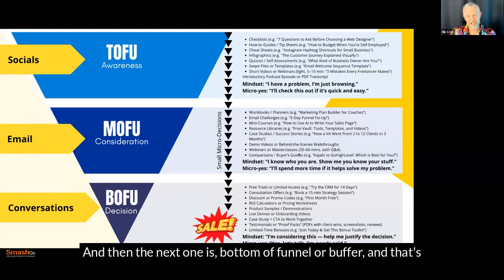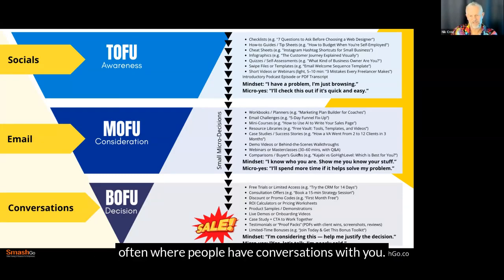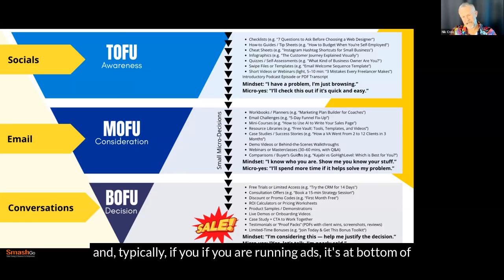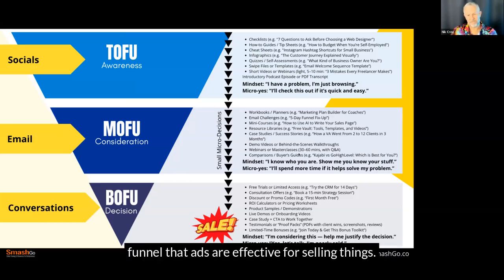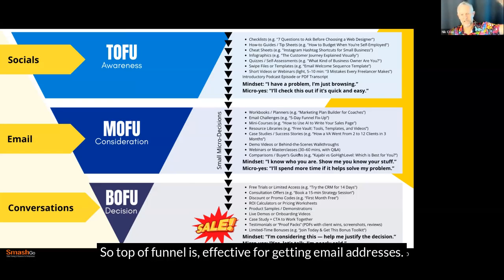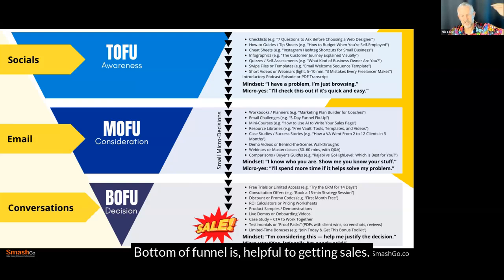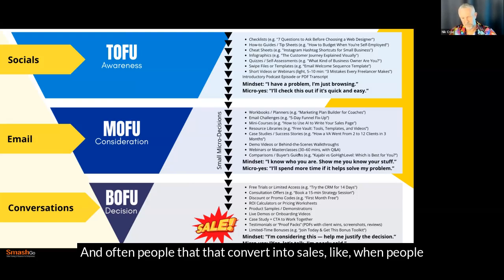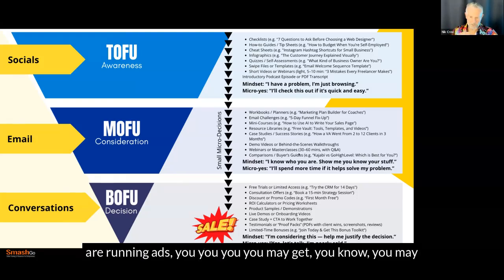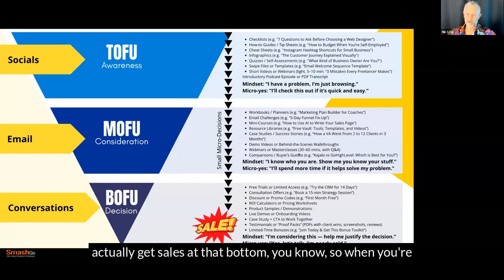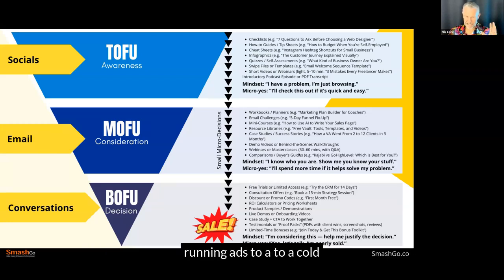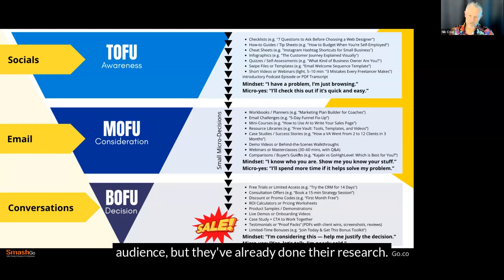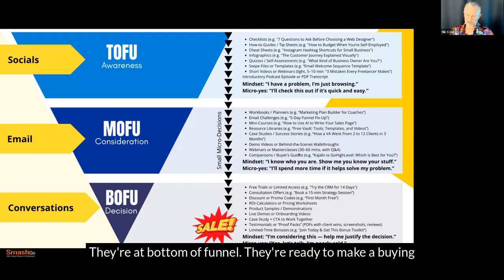And then the next one is bottom of funnel, or BOFU, and that's often where people have conversations with you. And typically, if you are running ads, it's at bottom of funnel that ads are effective for selling things. So top of funnel is effective for getting email addresses. Bottom of funnel is helpful for getting sales. And when you're running ads to a cold audience, but they've already done their research, they're at bottom of funnel, they're ready to make a buying decision at that point.